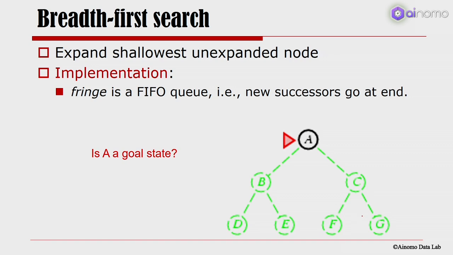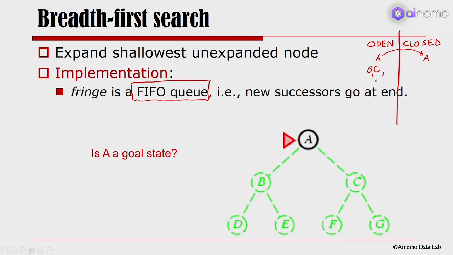What I expand is the shallowest unexpanded node. So the fringe, if you can see by now, is actually a first in first out queue. New successors all go to the end. If you recall, we said we will create 2 lists when we are doing graph search, an open list and a closed list, and we will keep the start node in open. As we expand, we take A to the closed list and generate the successors of A, which are B and C.